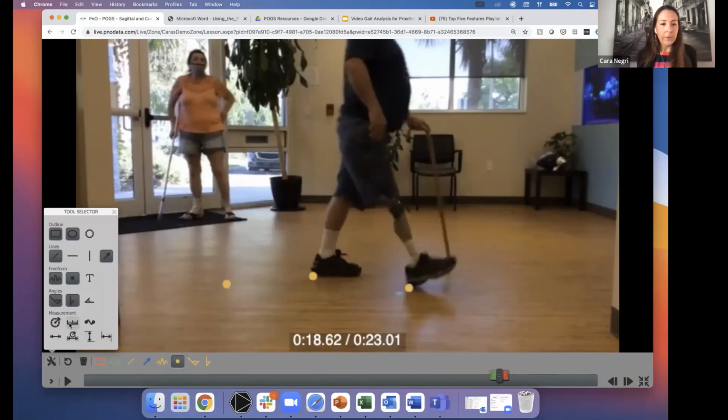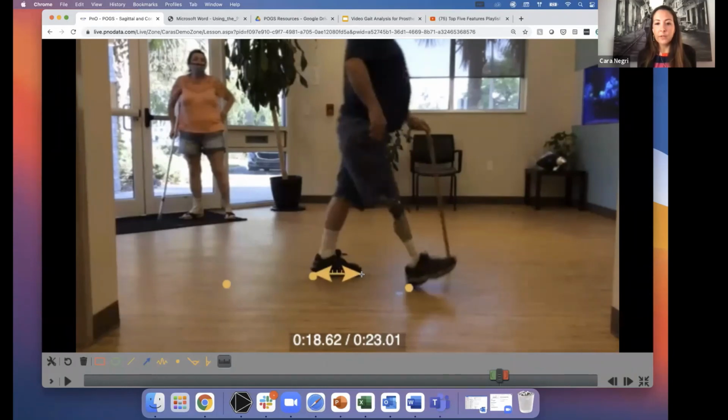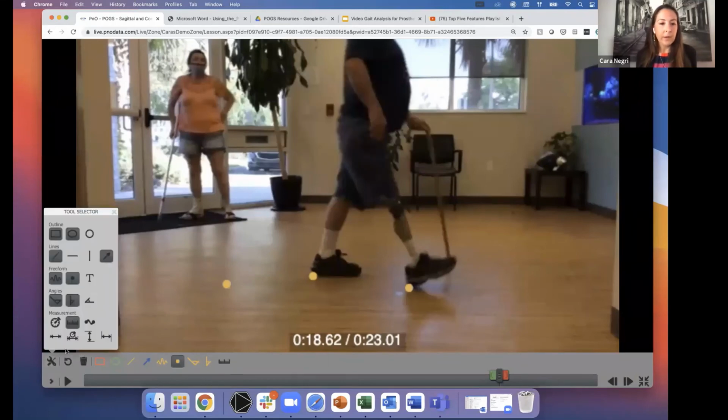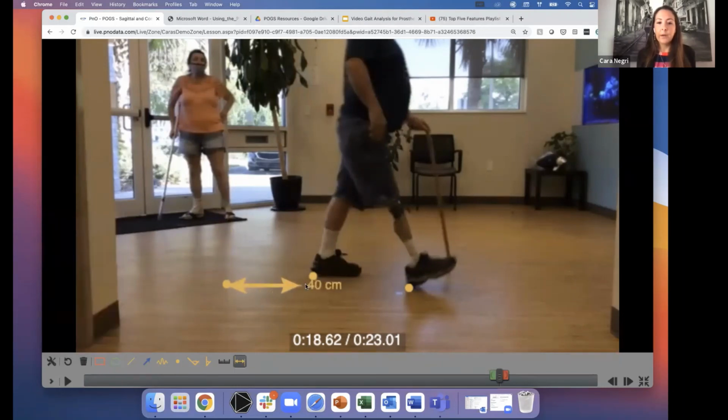So now I do need to calibrate the measurement tool, but I know that he has a size 27 foot. So I'm going to put my calibration tool on his foot, and I say that's 27 centimeters. And now I can use my measurement tools, and I like to use this one because it's only going to take the vertical distance, no horizontal. If I use something like this, there might be horizontal components to that.